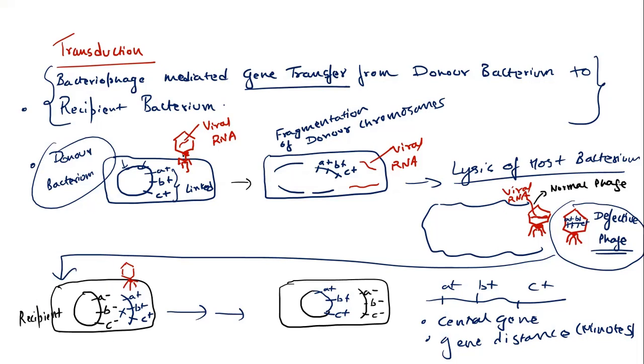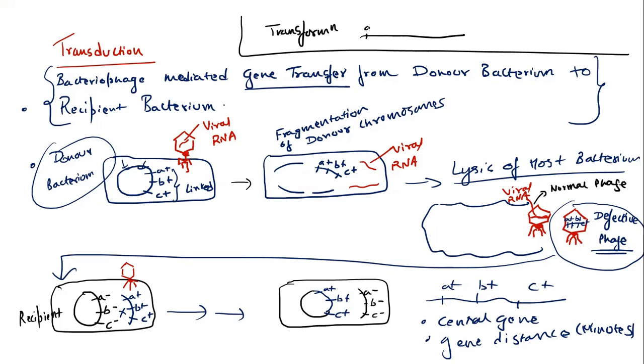Okay, let me tell you one thing, just giving you one concept. If you're talking about transformation, you'll hear terms like this. Let's say there are three genes, A plus, B plus, C plus, and they are transferred together to the recipient, right? So there's one term that you'll hear in the numericals. It is called co-transformation.